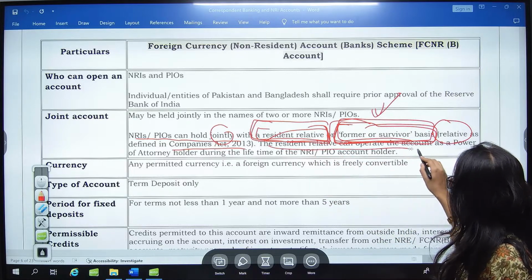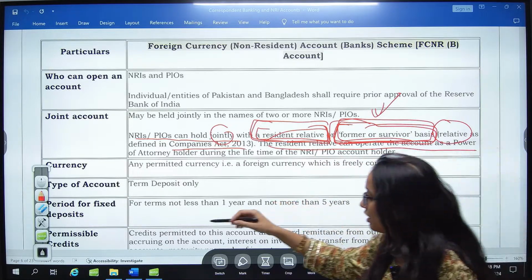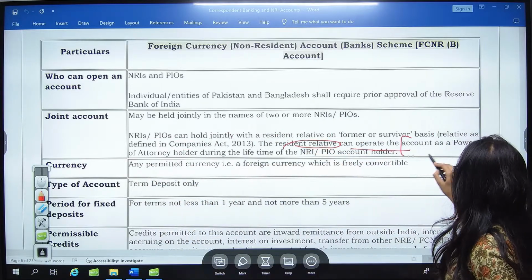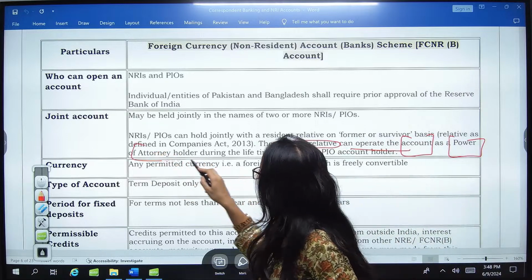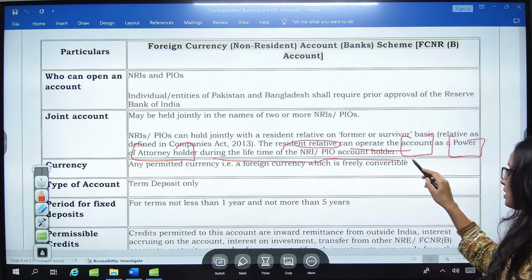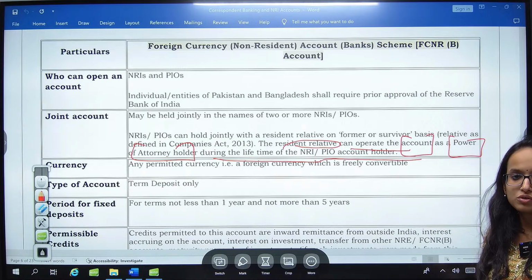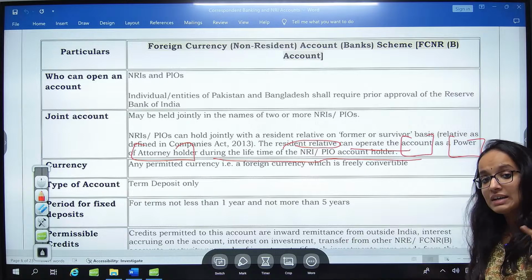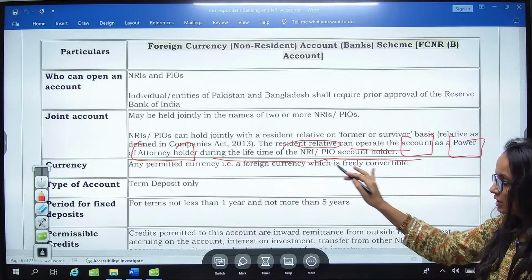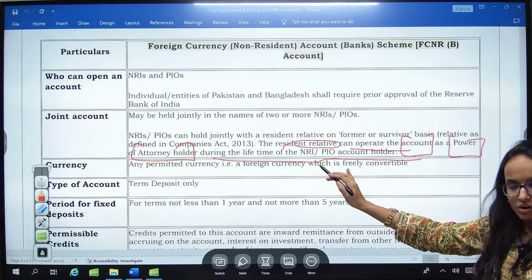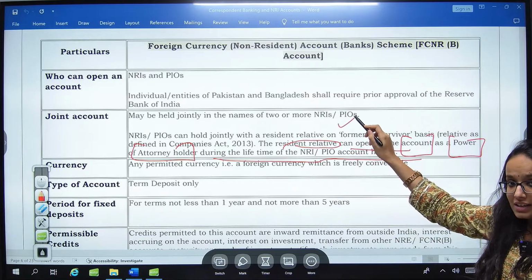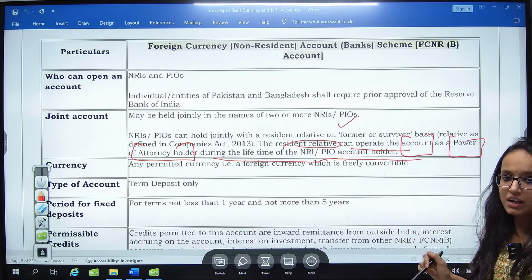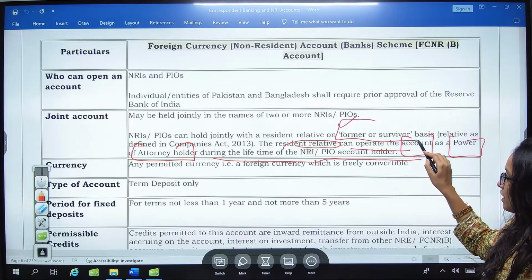The resident relative can operate the account as a power of attorney holder. Remember, as I told you recently, that relative can operate the account as a power of attorney holder during the lifetime of the NRI or PIO account holder. So, if you want to operate that account as power of attorney on behalf of someone, not as a joint account holder, then you can operate it during the lifetime of the account holder. But if you want to operate it as a joint account holder, that can happen only after the demise of the NRI or the PIO, or on the former or survivor basis.